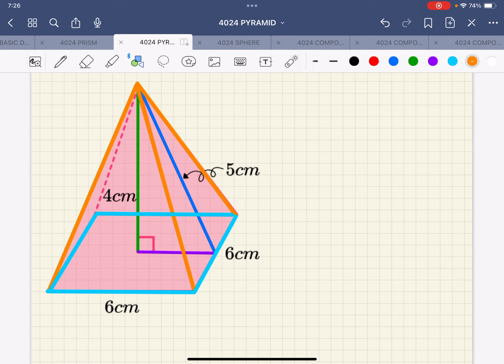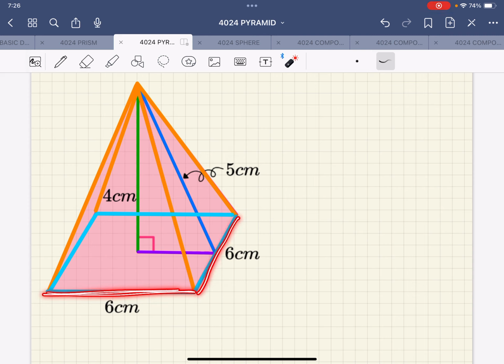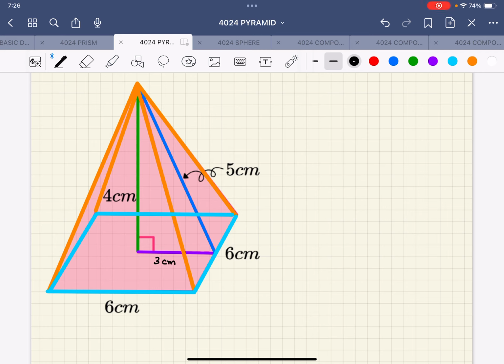And let me again use orange color because I want to label this thing also. So now this is a 3D diagram, and I'm interested in this 4 centimeter. The base is 3 centimeter because this whole thing is 6 centimeter. This is 6 centimeter. It has got a square base. So therefore, this purple one is 3 centimeter and this is 5, and that exactly fulfills the criteria. 5 squared is 4 squared plus 3 squared. Yes, it fulfills Pythagoras theorem.